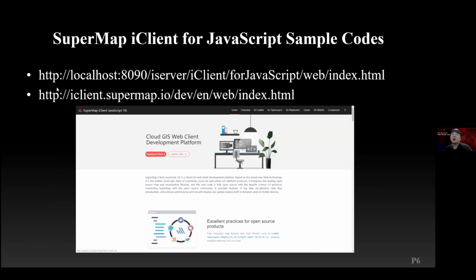For visiting the homepage of Supermap iClient, if you already downloaded the full package of iServer, then you can visit localhost:8090/iserver/iClient for JavaScript, web index.html. But you can also visit our official website, iClient.supermap.io, and you just need to input iClient.supermap.io, and you can get all the information about Supermap iClient.